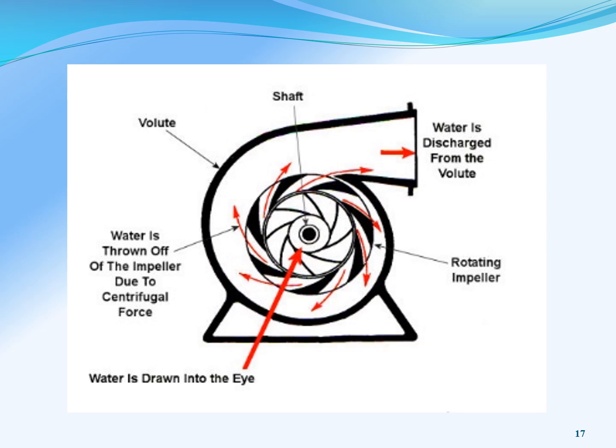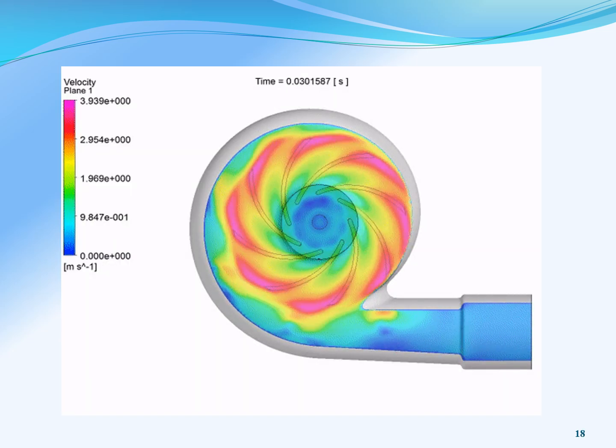As you can see, you've got a rotating impeller, you've got your shaft. The volute is what is called for the casing. So water is thrown off the impeller due to centrifugal force, right? And so this is just a nice little schematic of how this type of pump works. And here it is in motion.